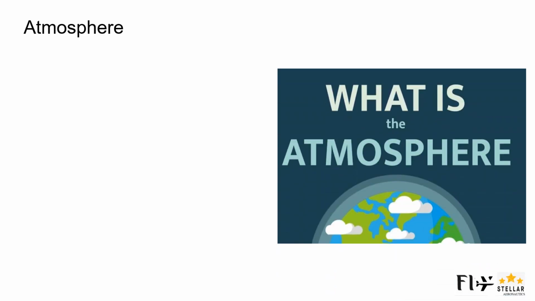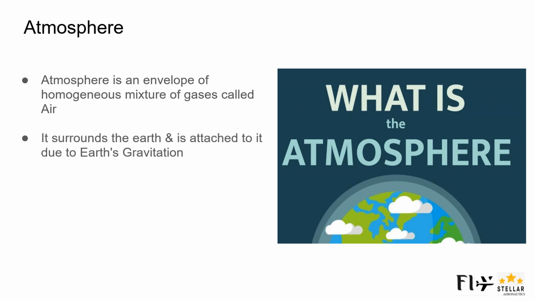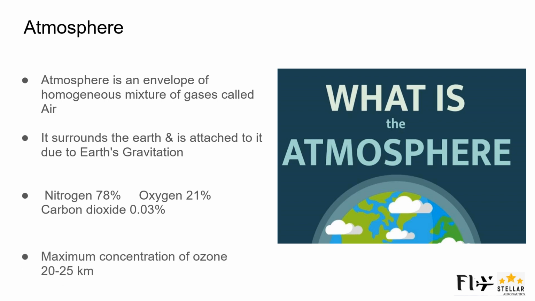What is the atmosphere? It is an envelope of homogeneous mixture of gases called air. It surrounds the Earth and is attached to it due to Earth's gravitation. Composition is as follows: 78% is nitrogen, 21% oxygen, 0.03% carbon dioxide, and other gases. Maximum concentration of ozone is between 20 to 25 kilometers.